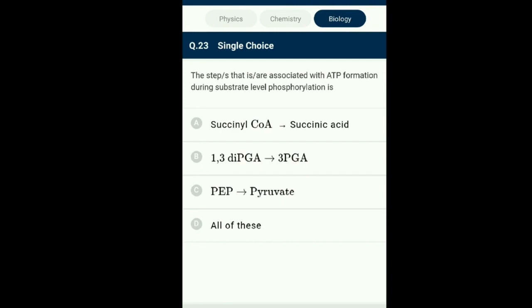The steps that are associated with ATP formation during substrate level phosphorylation is. Respiration is the process or mechanism to break down food molecules to release energy in the form of ATP. During the process of aerobic respiration, phosphorylation of ADP occurs, forming the energy currency molecule adenosine triphosphate. The energy required for the production of proton gradient which is needed for phosphorylation is obtained from the oxidation reduction of the molecules. Such phosphorylation step is called substrate level phosphorylation.